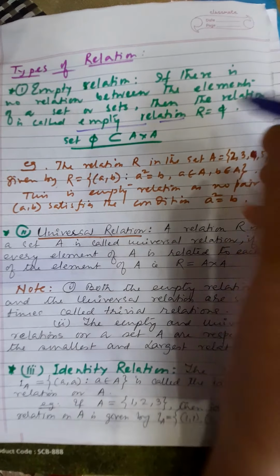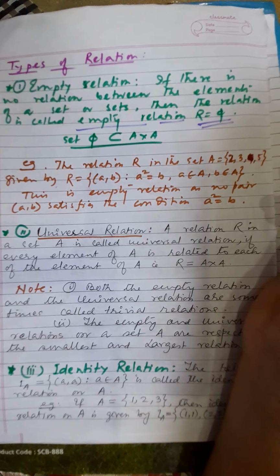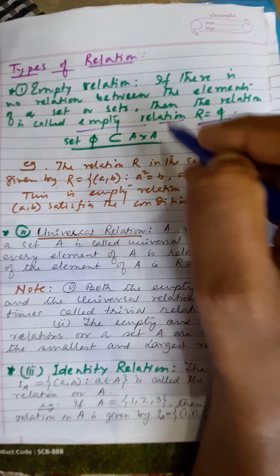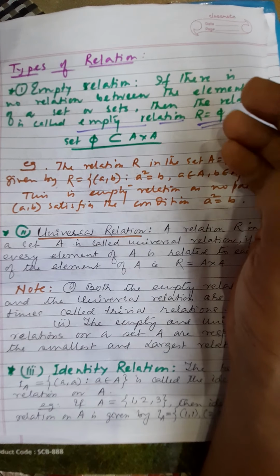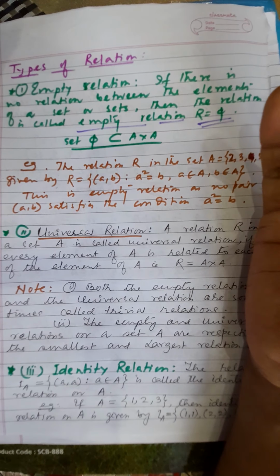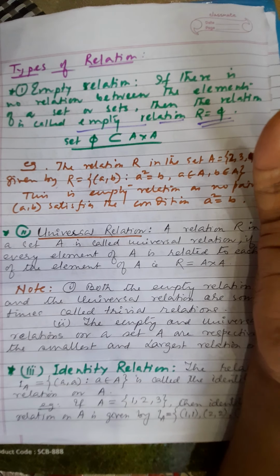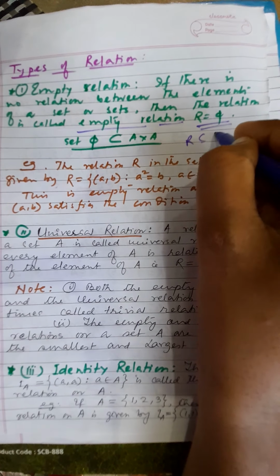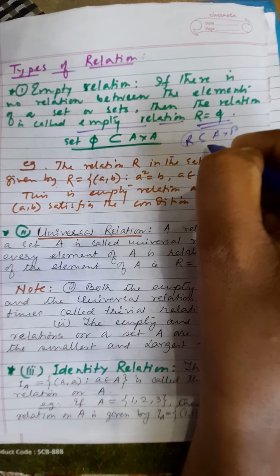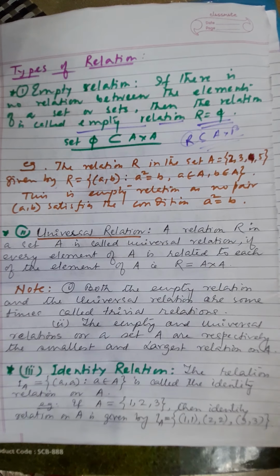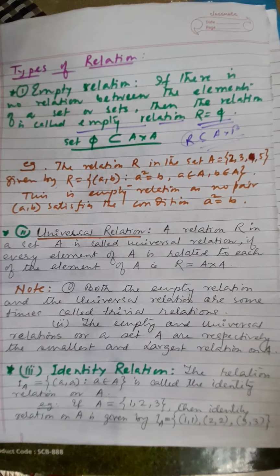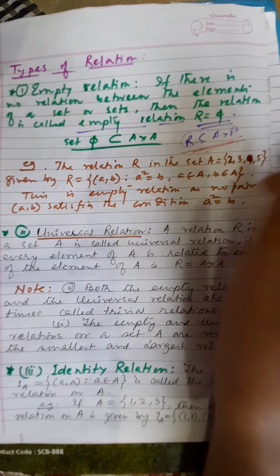There is no relation. R is equal to phi. No elements we are getting. The set phi, which we already know, is the empty set and is a subset of each and every set. So an empty set we may get for a relation. R is nothing but a subset of A cross B. So phi is a subset of each and every set, so we may get that. So an empty relation we may get.